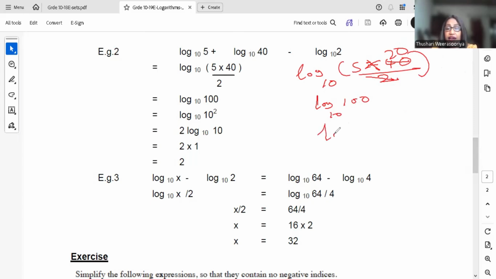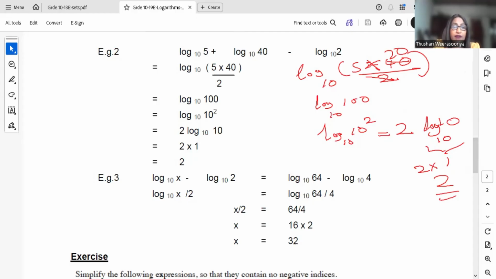100 you can write as power of 2. Then you can take 2 out of 10 to the base 10. Logarithm of 10 to the base 10. These are same, that is 1. 2 into 1, 2.